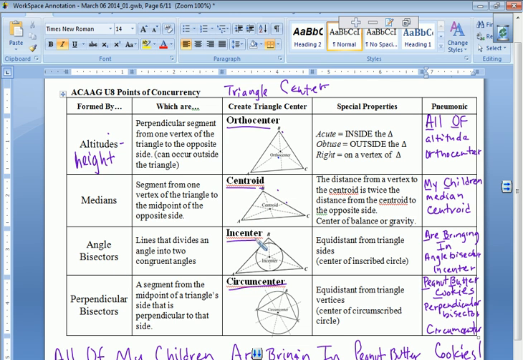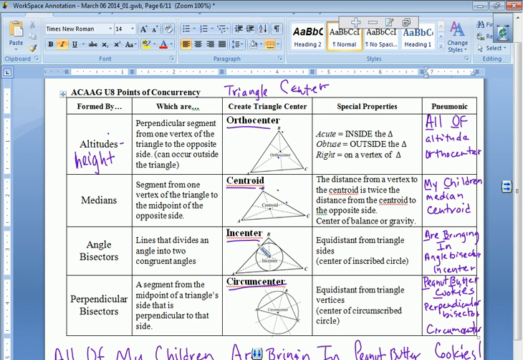Okay, the next one, in-center. In-center is cool to me for a couple reasons. One, it's formed by angle bisectors, and they're pretty easy to construct. We do the big arc, and then shift, and then little arc, pass through. Okay, so it's formed by the angle bisectors. Now, when we do the angle bisectors and they give us this point, do you see that we can actually draw an inscribed circle inside the triangle?